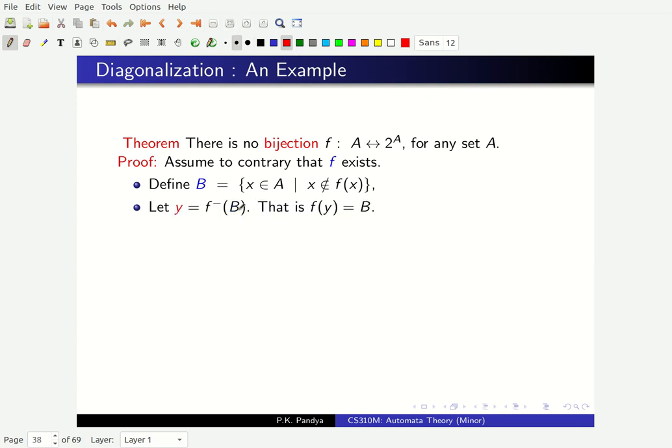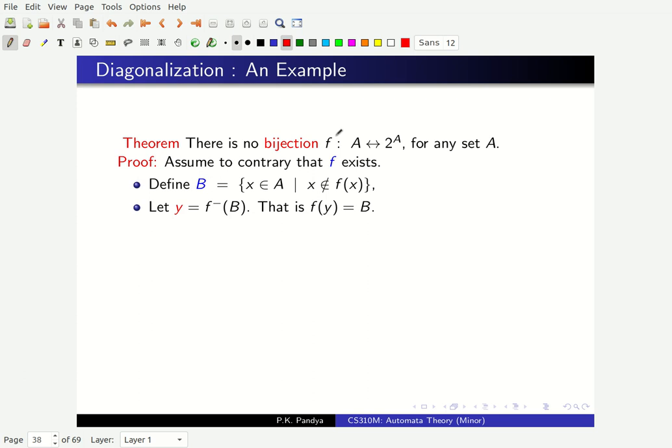Now remember, one property of bijective functions is that they are invertible. You can apply it to any element in power set of A and it will give you back an element. That is, you can now consider the inverse of this function F, and let y be the element which is F inverse of this set B that we constructed. Remember, since there is a bijection, a 1 to 1 and onto mapping from A to power set of A, every element in power set of A will be related to some element in A.